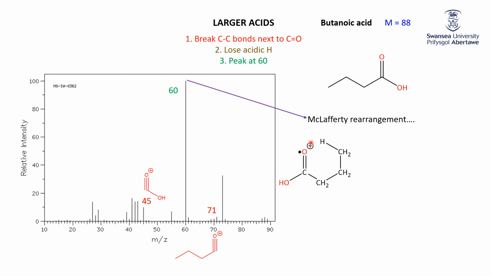There's the acid group, which of course has the radical cation on the oxygen, CH3, CH3, CH3, CH2, CH2, and then a CH3, emphasizing one of these hydrogens. So you need that hydrogen in that six-membered ring. So you have to have an acid or an ester that's big enough to give you this species here.